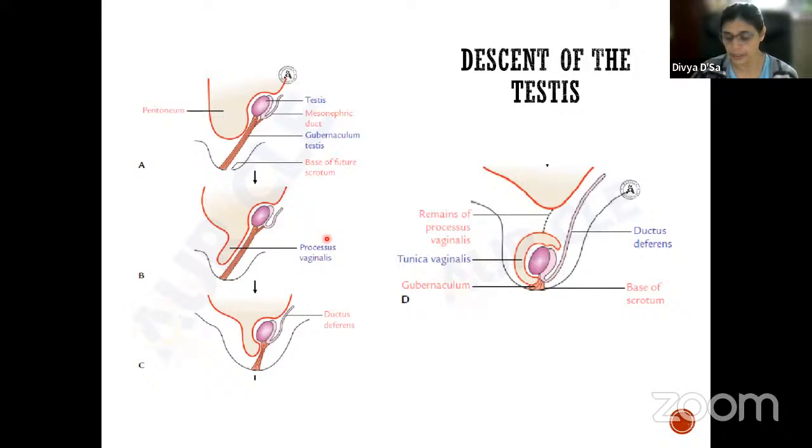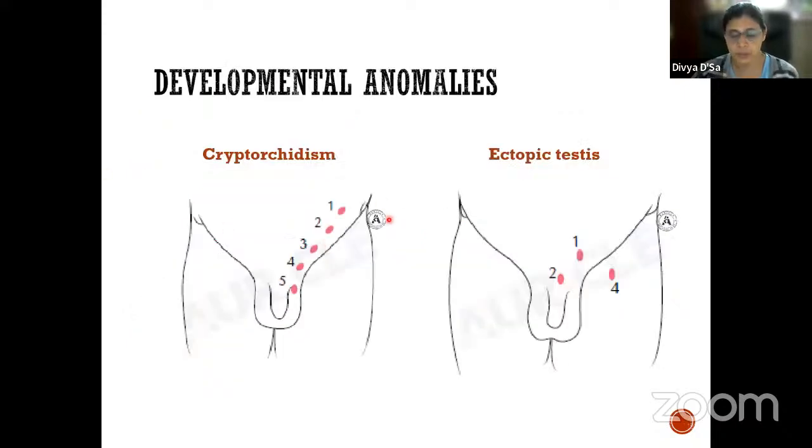Sometimes it may not descend, and that is called undescended testis or cryptorchidism, and the testis can be at different levels. You may see it in the iliac fossa, or at the deep inguinal ring, or in the inguinal canal, or at the superficial inguinal ring, or just outside the superficial inguinal ring.